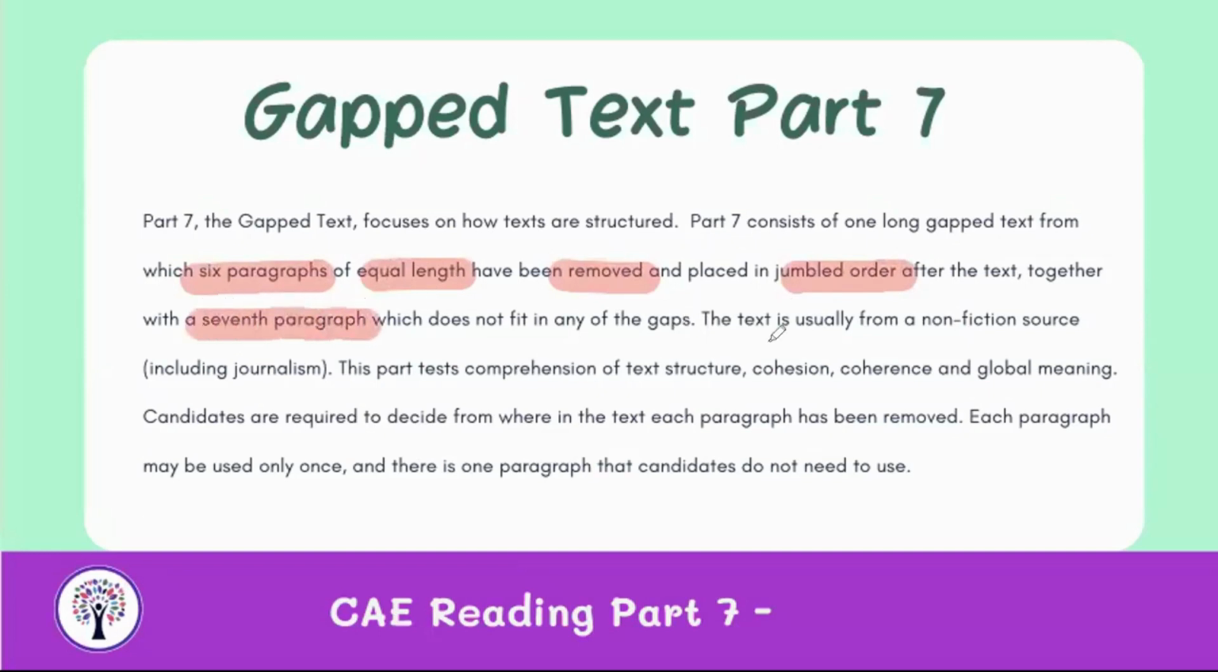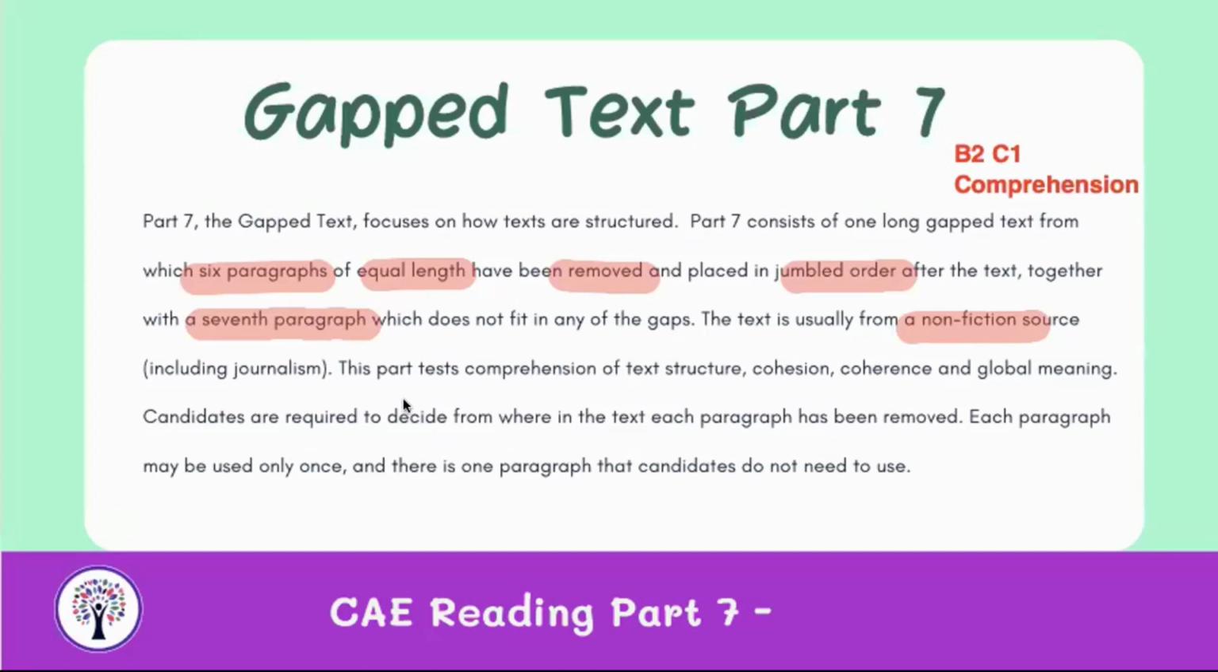There is also a 7th paragraph which does not fit in any of the gaps. Now, the text is usually non-fiction, so that's interesting too. To prepare for this part of the test, it would be good to take some non-fiction courses, maybe like our B2 C1 comprehension course, which uses non-fiction text. That would be really useful.